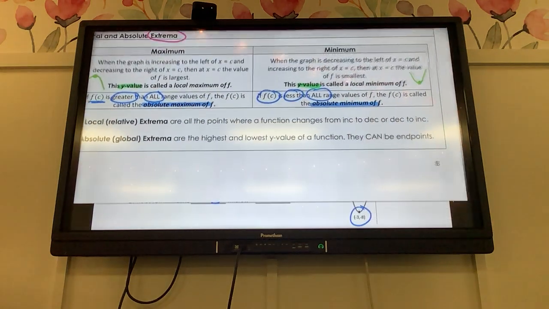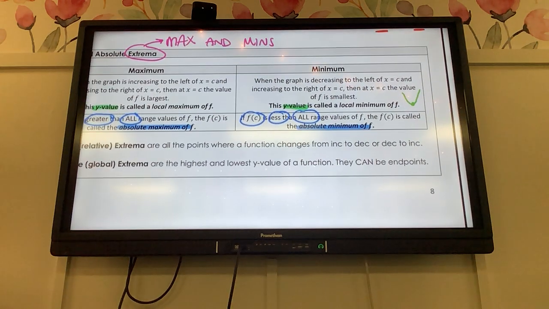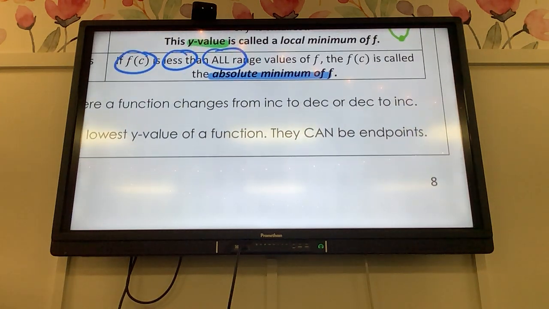All right, now, we kind of already talked about it, but relative extrema or local extrema are going to be where you change from increasing to decreasing or decreasing to increasing. It's going to be the humps and valleys.